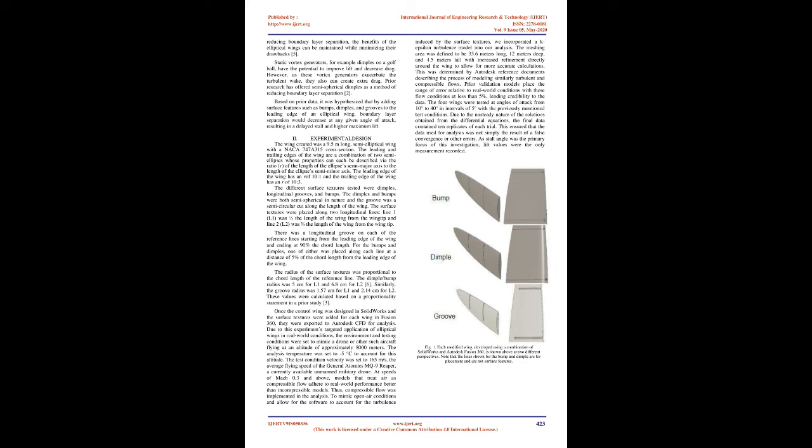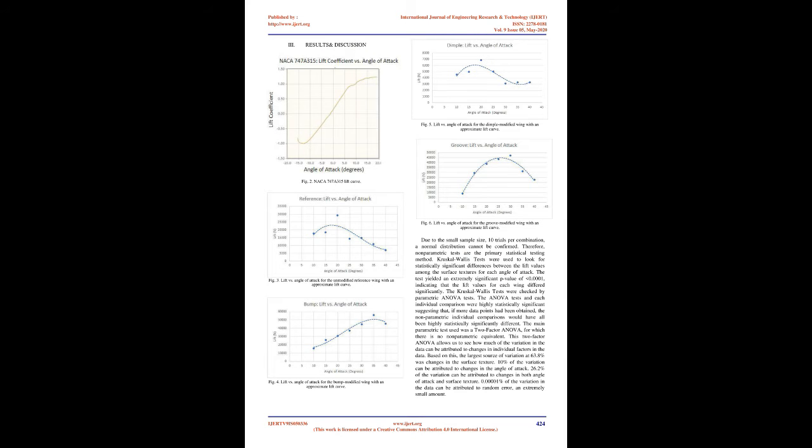The different surface textures tested were dimples, longitudinal grooves, and bumps. The dimples and bumps were both semi-spherical in nature and the groove was a semicircular cut along the length of the wing. The surface textures were placed along two longitudinal lines. Line 1, L1, was the length of the wing from the wingtip and line 2, L2, was the length of the wing from the wingtip.